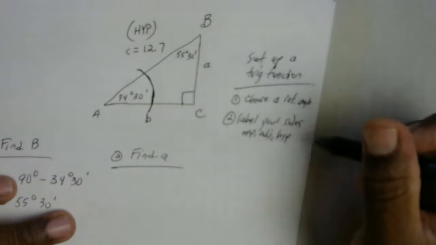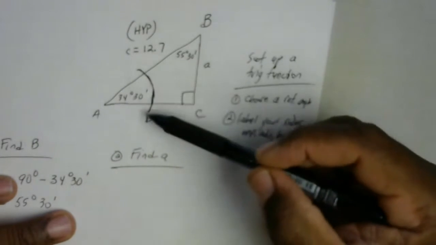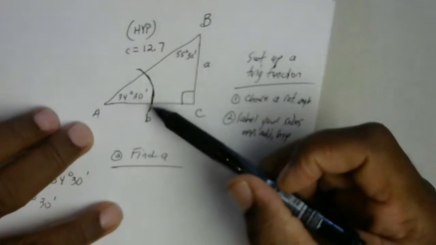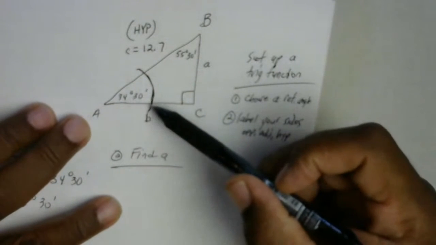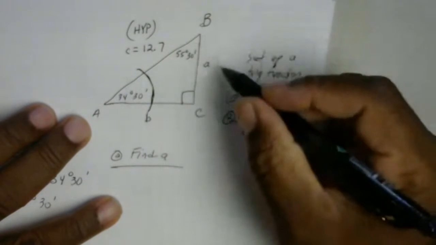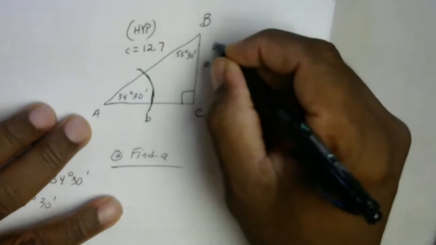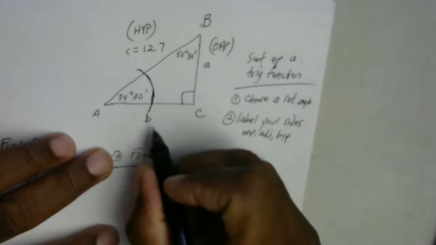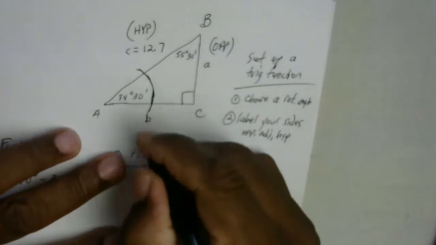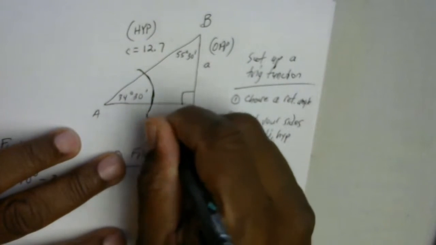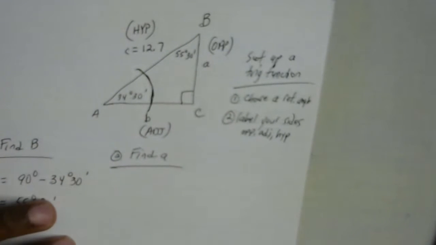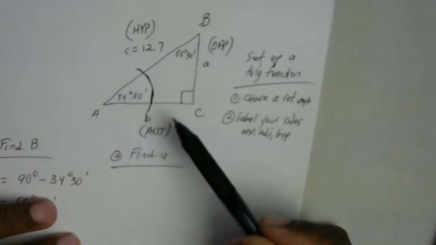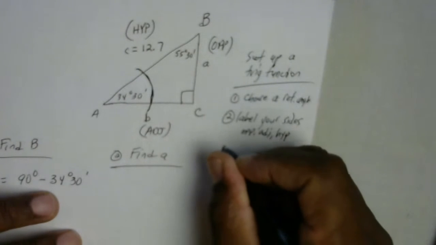To label my opposite and adjacent, I want to take into account my reference angle. My reference angle is angle A. The side that's opposite angle A is side length a, so side length a is my opposite, and I'm going to highlight that. And lastly, b is my adjacent. All right, so we've chosen a reference angle, and we labeled our sides according to that reference angle. So now we're going to set up our trig function.